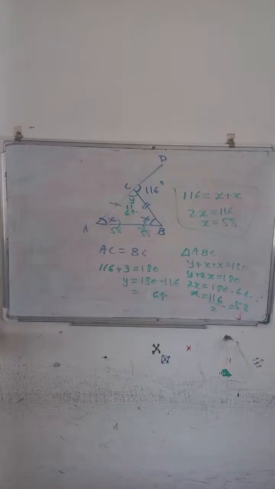Write down the next question: which one of the following cannot be the sides of a right triangle? I'll repeat: which of the following cannot be the sides of a right triangle?